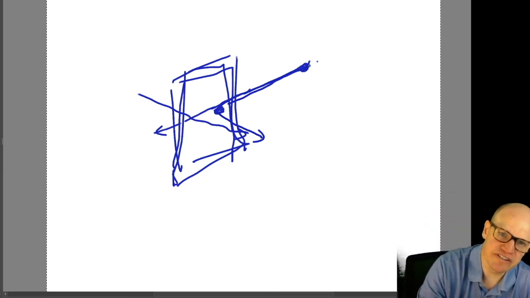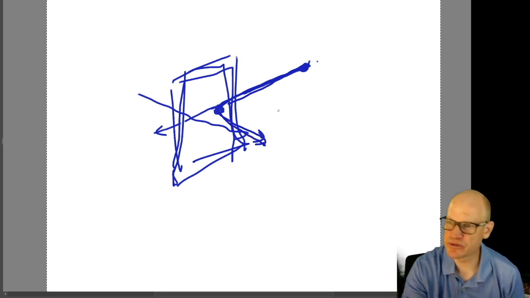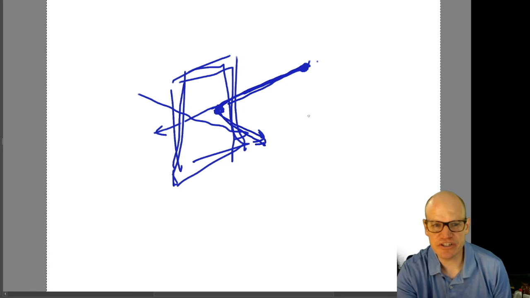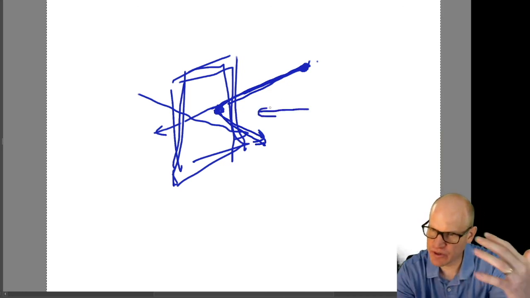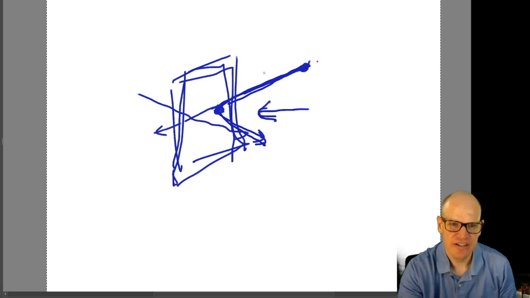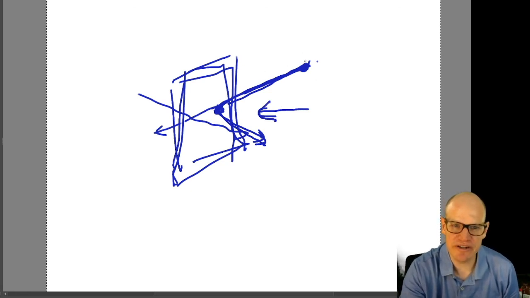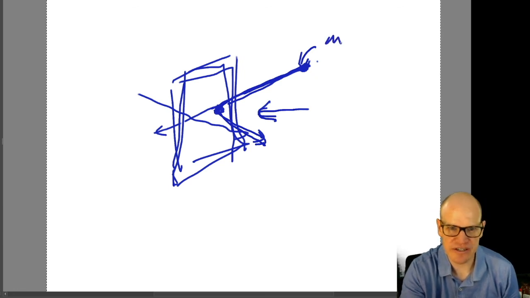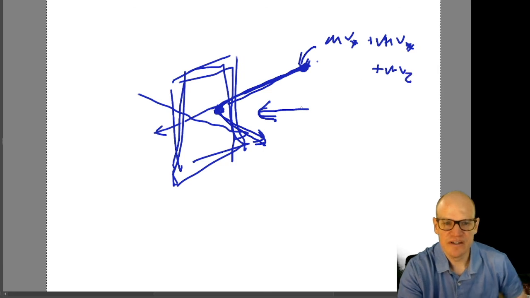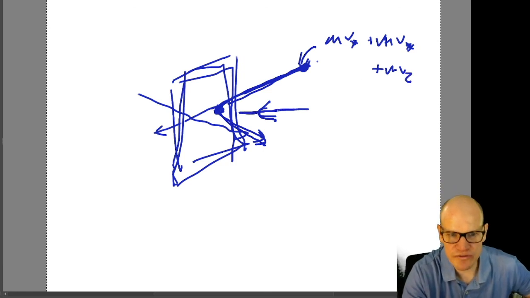But the point is, your stuff is coming in and bouncing back off. That corresponds to a change in momentum, and in particular, it corresponds to a change in one spatial direction. So this object has momentum in all 3 directions. It's got mvx plus mvy, this is an x, this is a y, plus mvz. And it's only going to be one of those directions that changes.